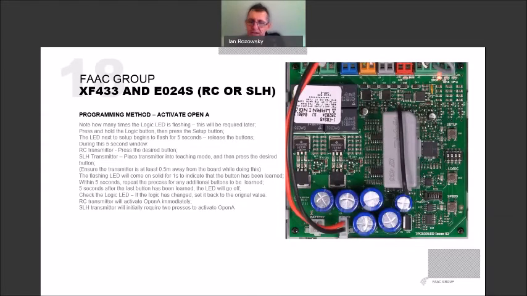While you're doing this with any of the receivers, we suggest holding that transmitter at least half a meter away from the control board. If it's too close, you might have some issues where the remote doesn't want to learn. The flashing LED will come on solid for a second, and that indicates the button's been learnt. Then within 5 seconds, you can add an additional RC remote or a few additional RC remotes. Once the LED stops flashing, the remotes are coded. Check the logic LED, make sure it's flashing the desired number of times. If it isn't, just set it back to the original value. Then the RC transmitter will activate the gate immediately, and if it's an SLH, you will need to, again, press twice.